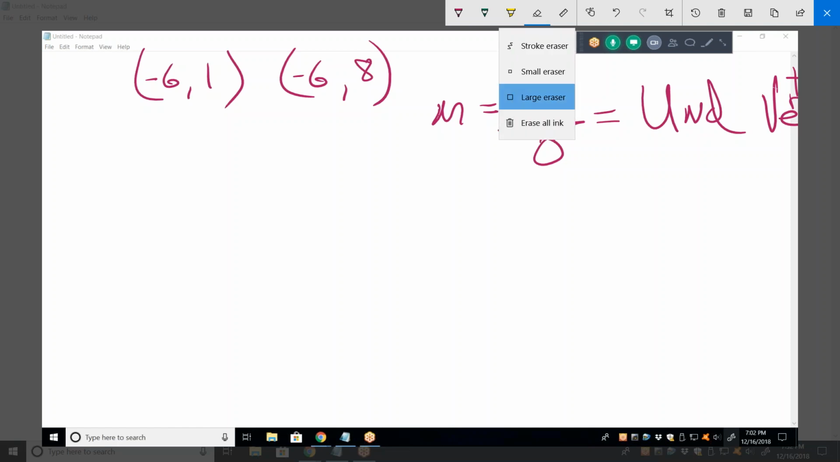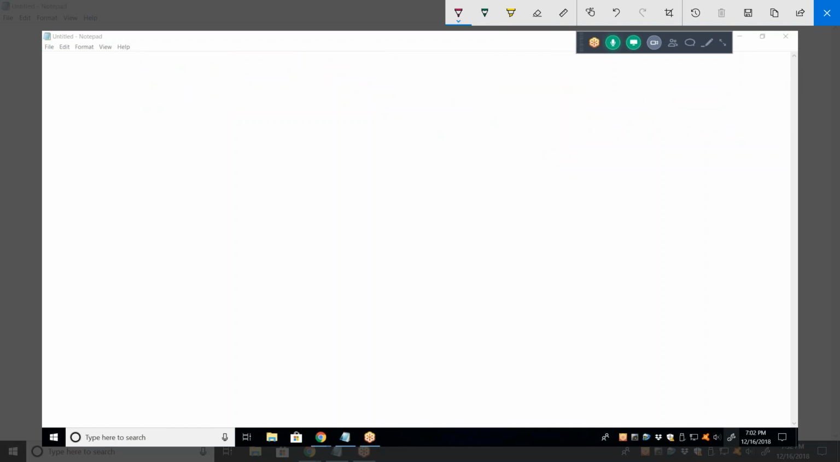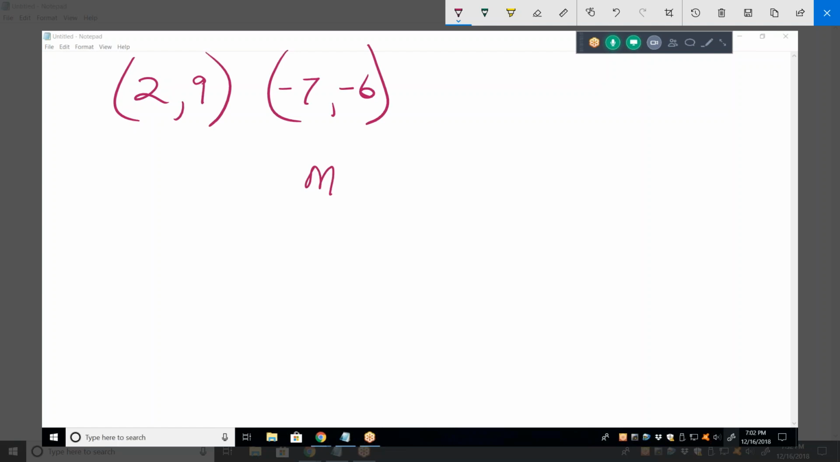They must have some points that aren't horizontal or vertical. Yeah, the next one is. So x is 2, y is 9, and then x is -7, and y is -6. Okay. So now you've got a non-horizontal or vertical line. So slope is what? What's the numerator going to be? The numerator is going to be 15.